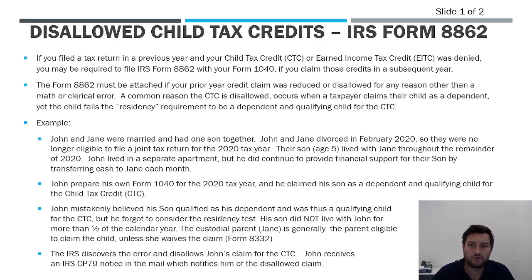Okay, for this video, I wanted to cover the procedures a taxpayer needs to follow if they're trying to claim a child tax credit for the current year, but in a prior period, they also tried to claim a child tax credit and it was disallowed by the IRS. If you are in that position, you need to file the Form 8862 with your tax return in order to continue claiming it in future years.